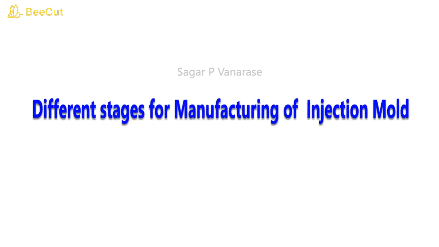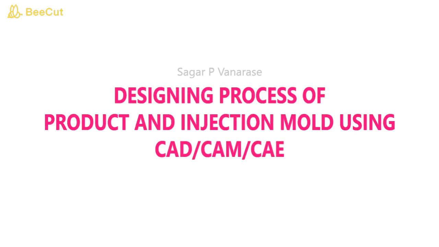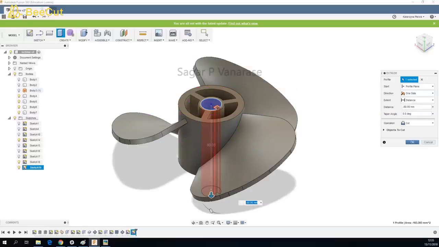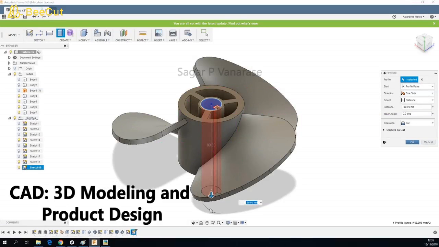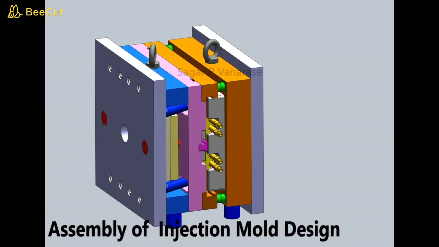First, the different stages of manufacturing an injection mold, which include the designing process of the injection mold using CAD, CAM, and CAE. The first part is CAD, which means computer aided designing. Under that, product designing and 3D modeling of the product can be done, along with assembly of the mold and mold design. In this mold part, the mold is assembled as per the mold design by using different standard components and parts.